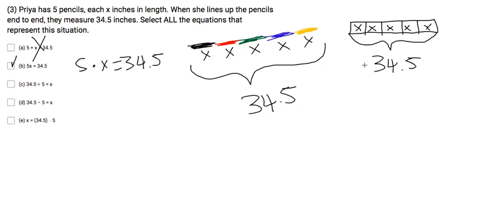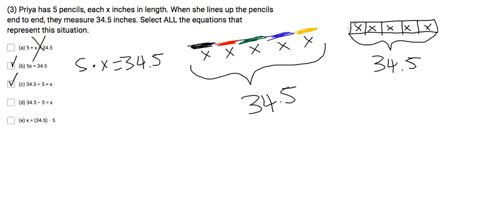34.5 divided by 5. So this one here probably makes the most sense to us because we have 34.5 inches in length. We're dividing it into 5 equal pieces here. So we would take 34.5 and divide that by 5, which would get us x. So that looks good here.